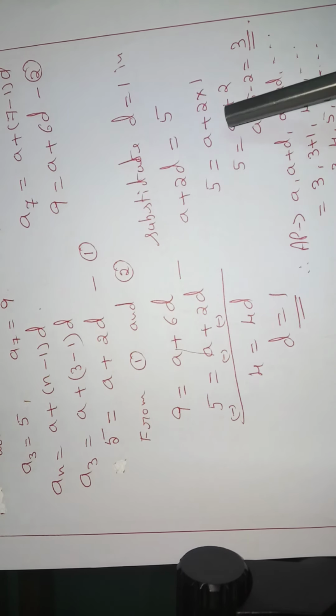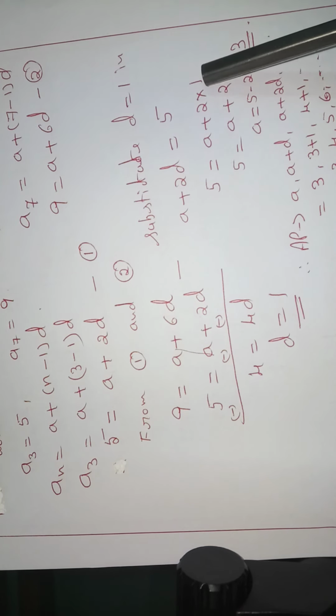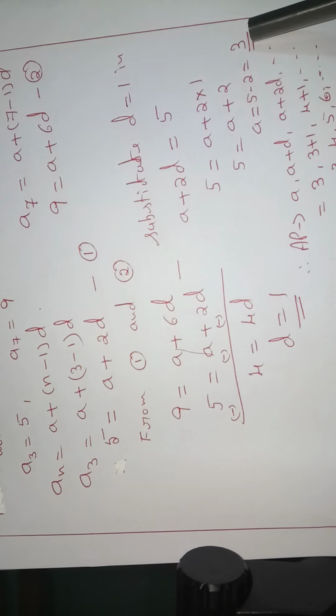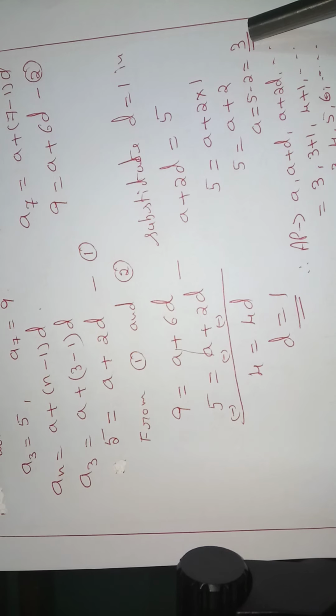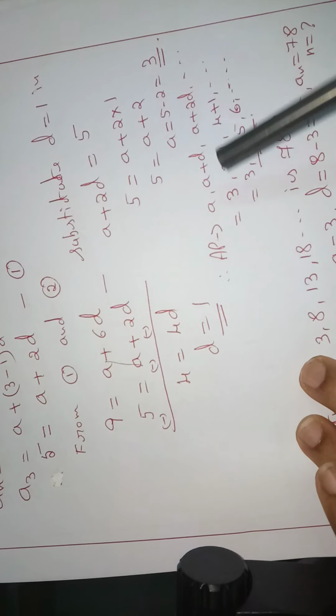5 is equal to A, we don't know, let us write it as A only, plus 2 into, in place of D, 1. 5 is equal to A plus 2. A is equal to 5 minus 2, that value is 3. We got the D value, we got the A value. Now we can write the AP.